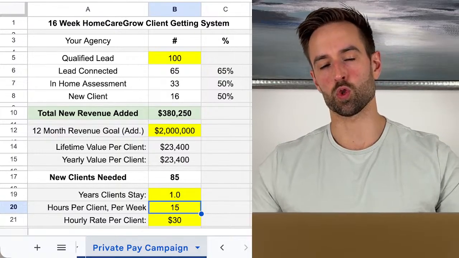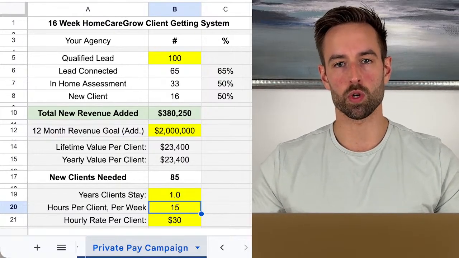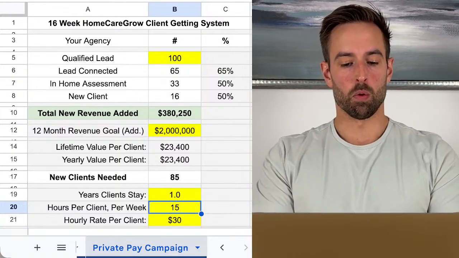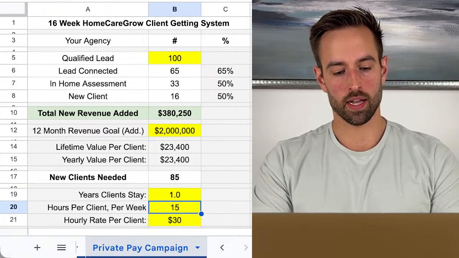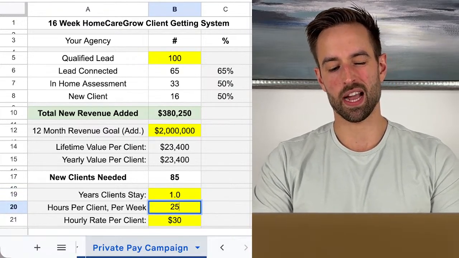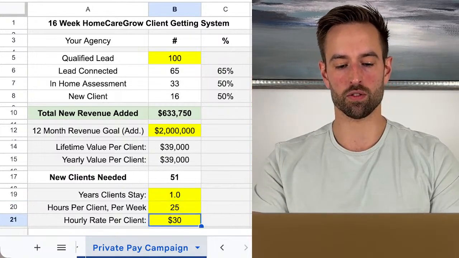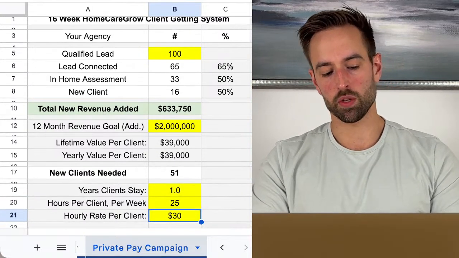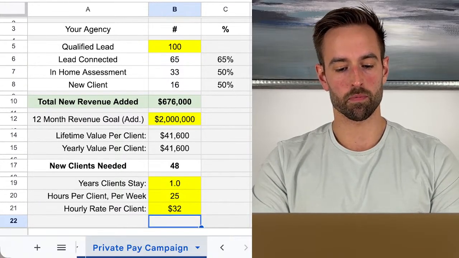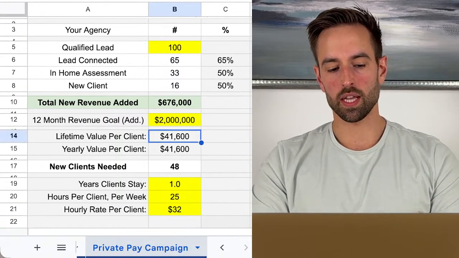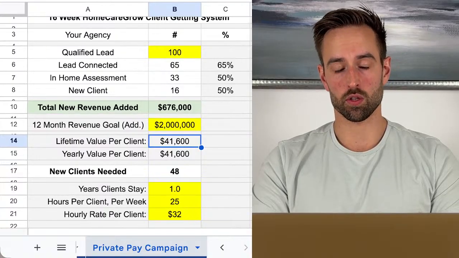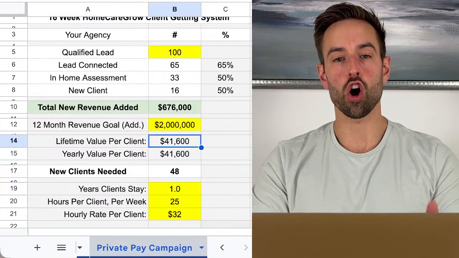Others just being in the sweet spot, that 15 to 25 hours for years and years. But we'll be conservative here. We're just going to say 1 year, hours per client per week. We're going to say on average over that year, even if they start lower, they ramp up to maybe 30, 35. So let's just say 25. And hourly rate on that, obviously, it's going to depend on you, but we're going to just say 32. So that puts the lifetime value per client at about $41,600 per new client on average.